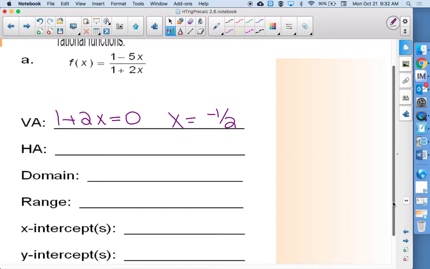The horizontal asymptote. There are 3 different cases. Which one does this apply to? Josh? Yeah. So the degree is the same. The power on the top is the same as the power on the bottom. So Josh, that means the HA is at -5/2.